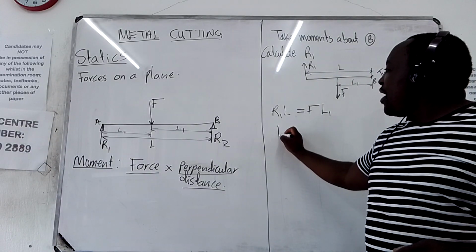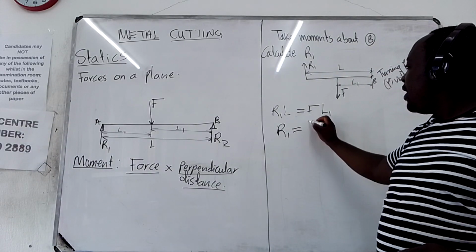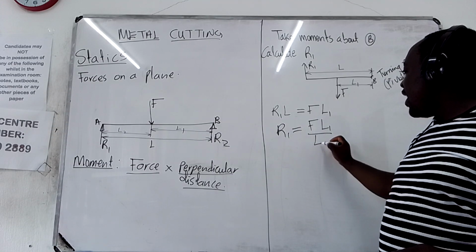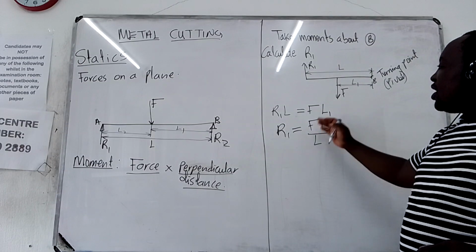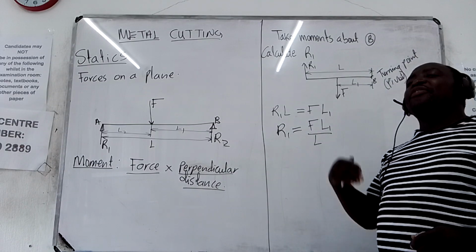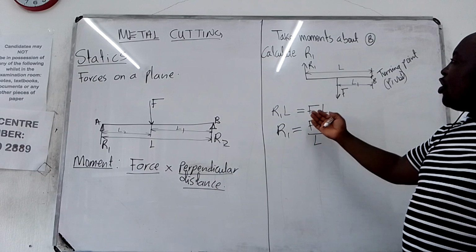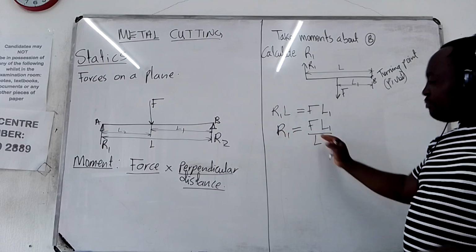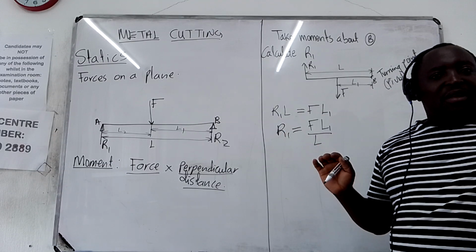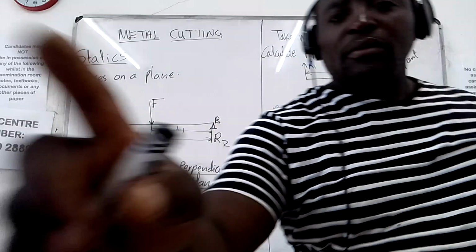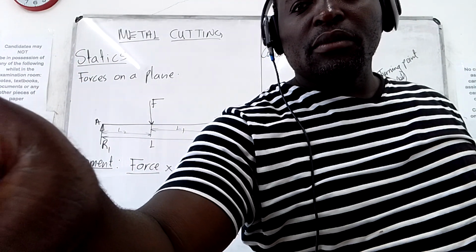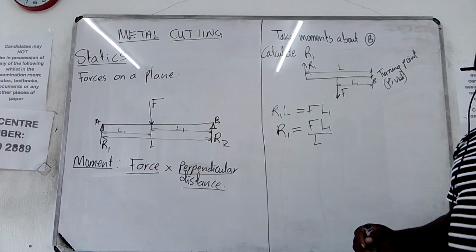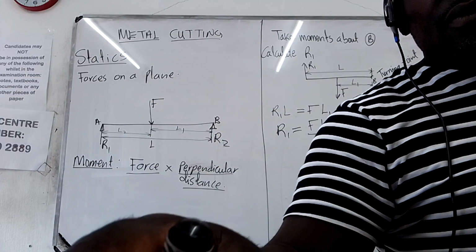So here, your R1 is equal to F times L1 divided by L. It means you don't need to master the equations, you just need to know the drawing. How do I get the equation? Put in numbers, punch. Okay? So, any questions so far?